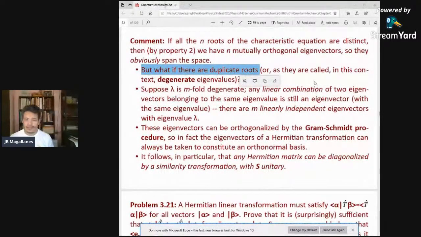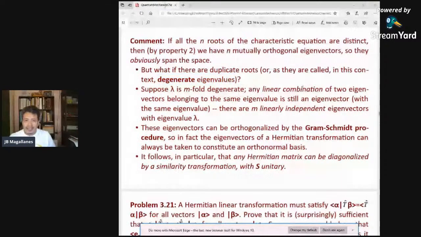What if there's another root that is, for example, if you have a root equal to 2 and then suddenly you find out that for another eigenvalue, the eigenvalue is also equal to 2? So you will now have two eigenvalues that are equal to 2. So what do you do with that? What if the eigenvalues are duplicates? These are called degenerate eigenvalues, as I've said.